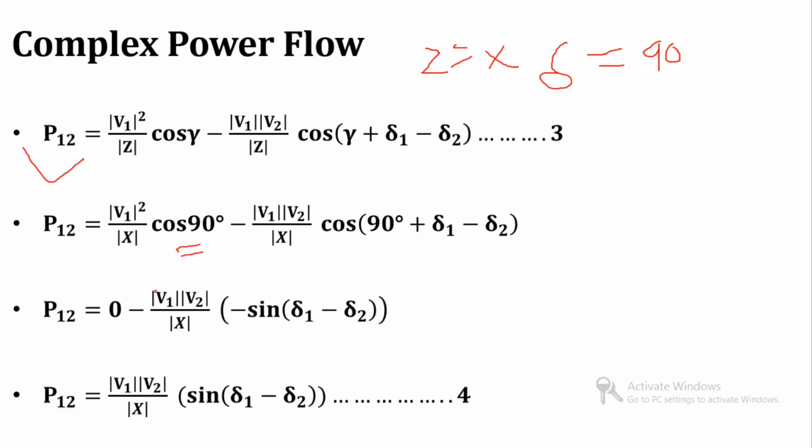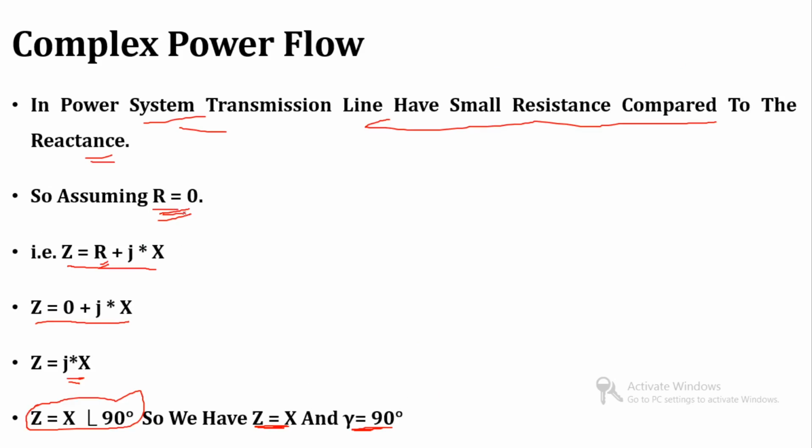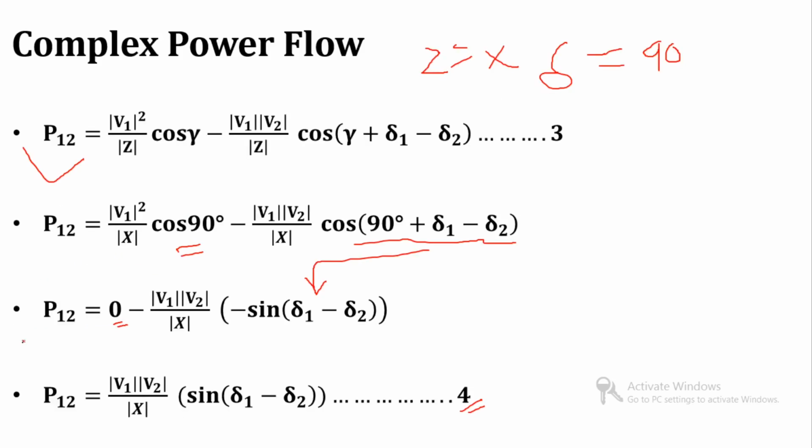We know that cos 90 is equal to 0, and cos of 90 plus delta 1 minus delta 2 is equal to minus sin delta 1 minus delta 2. So here minus minus becomes plus. So P12 is equal to mod V1 mod V2 by mod X sin delta 1 minus delta 2. This is the equation of active power for R equal to 0. Keep this in mind. So that is the equation of P12.